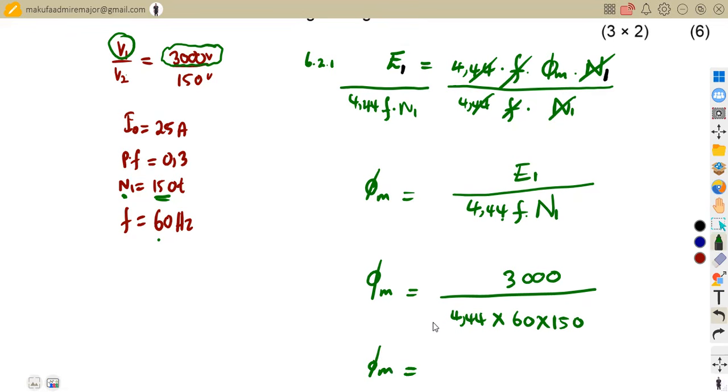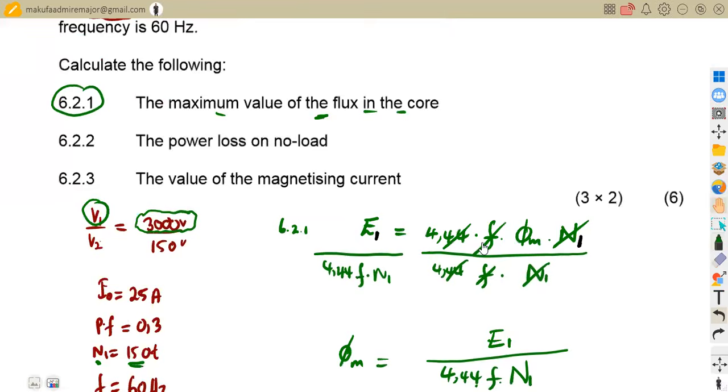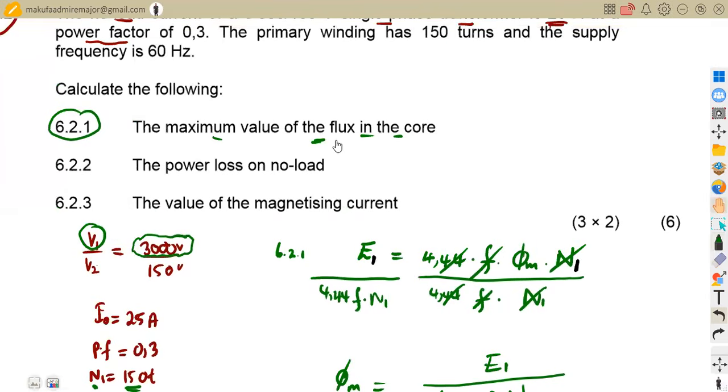So this is going to give us the maximum flux, which is 0.0751, something like that, in webers, of which we can convert this to milliwebers. It's up to you. Multiply by 10 to the exponent of 3. That's converting to milliwebers. But that was the idea of our question, to calculate the maximum value of the flux.